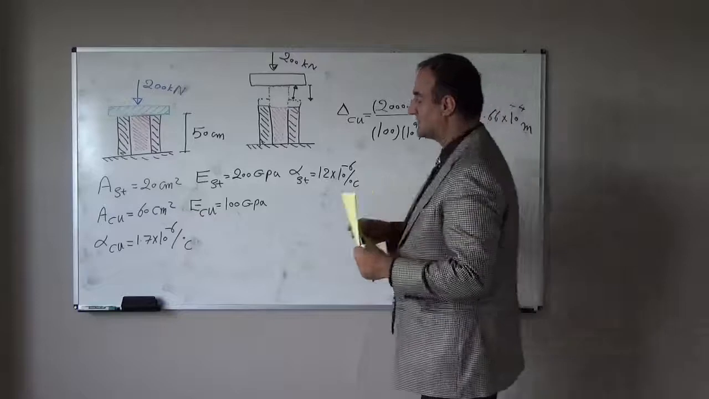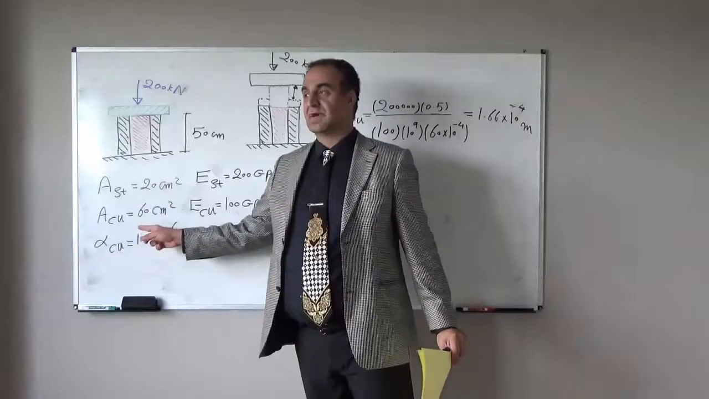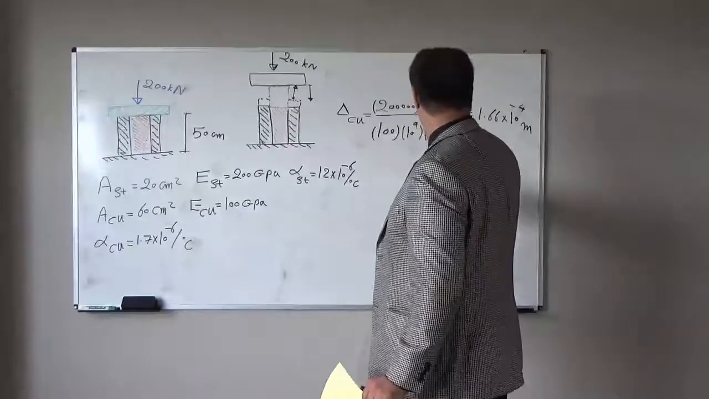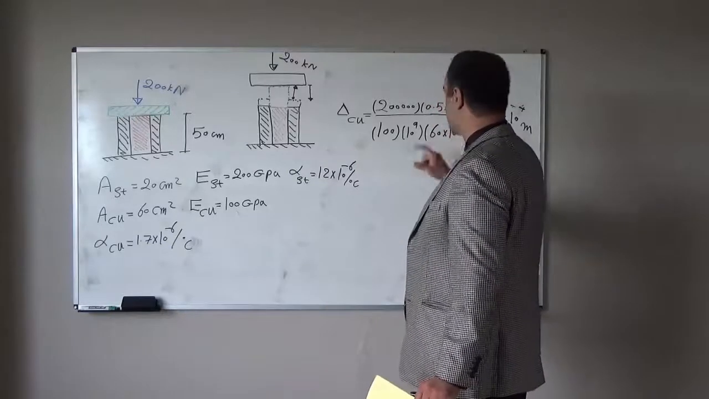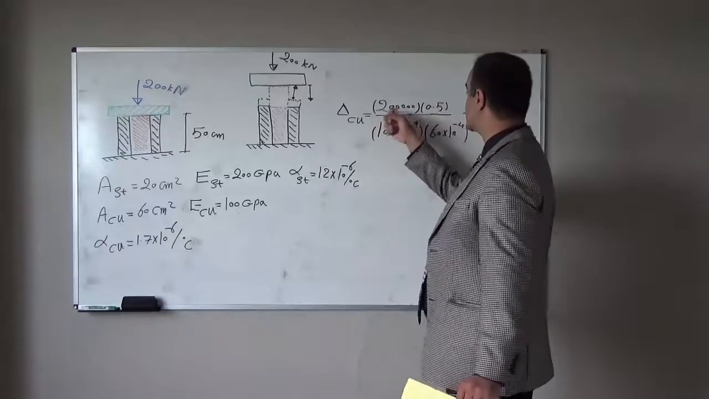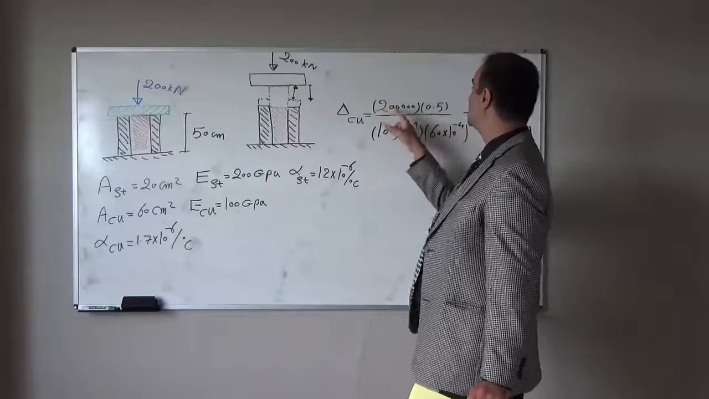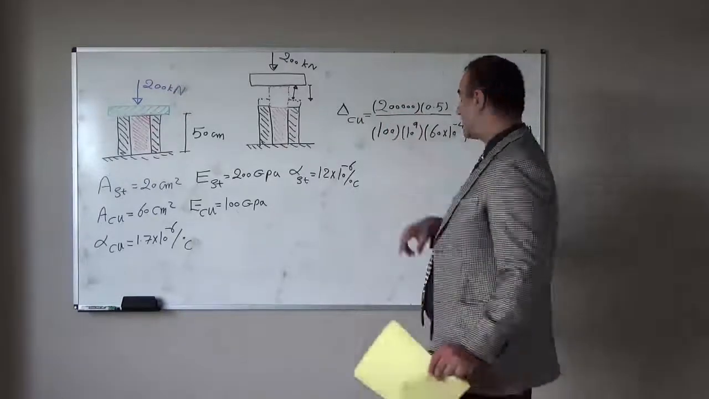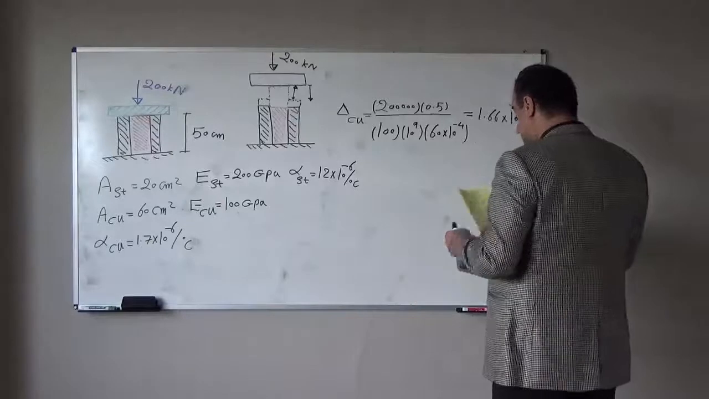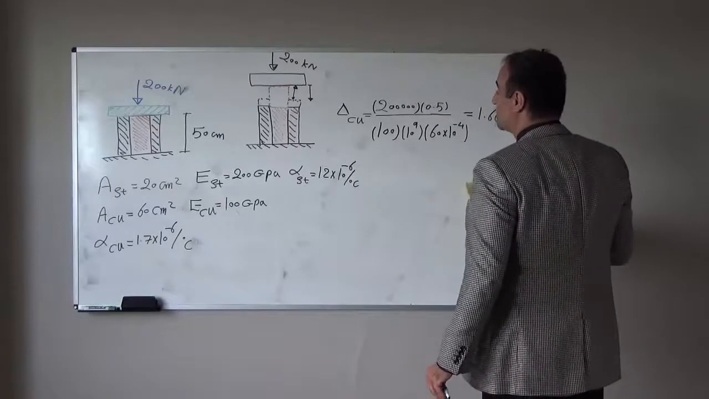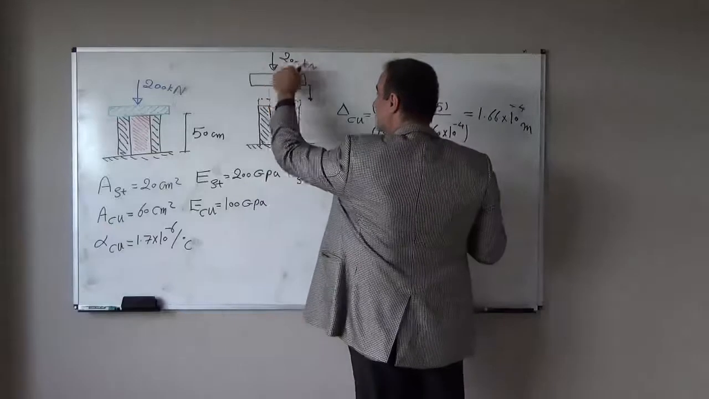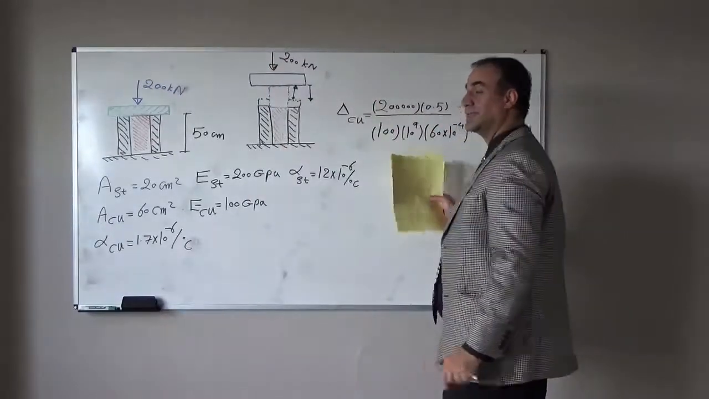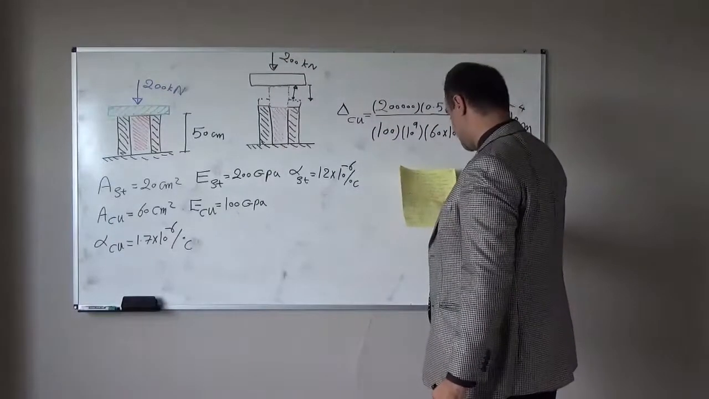So this was centimeter square. If I convert to meter square, it will be 60 times 10 to the power of minus 4. And this is 100 gigapascal. This is 200 kilonewton. So the 30 comes because of that. This will be the deformation of the copper under this axial load.